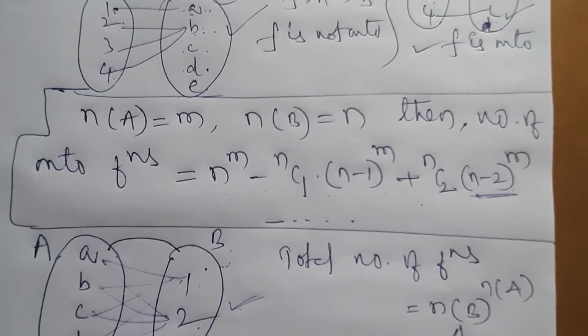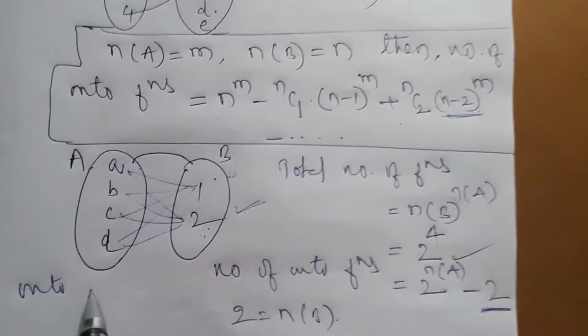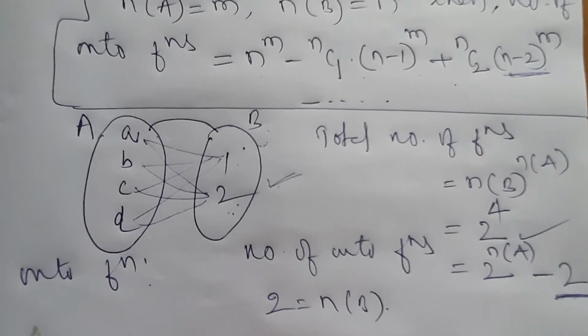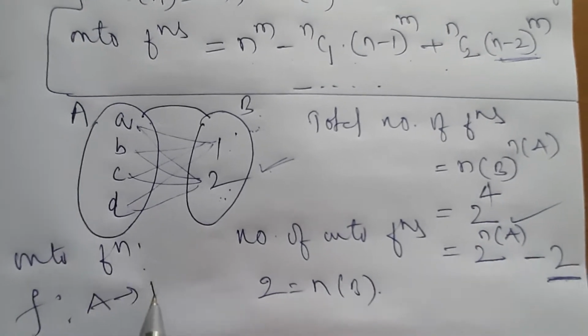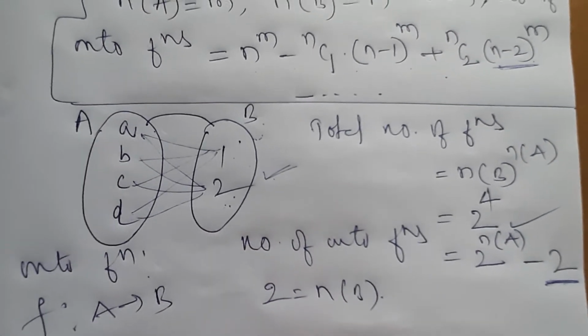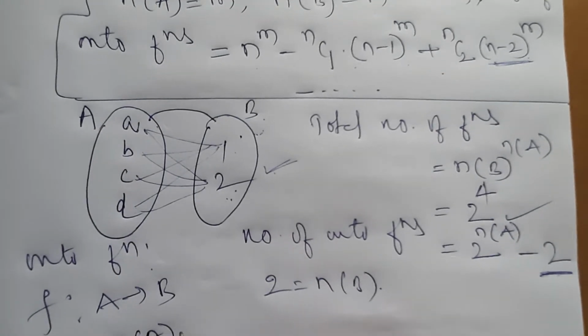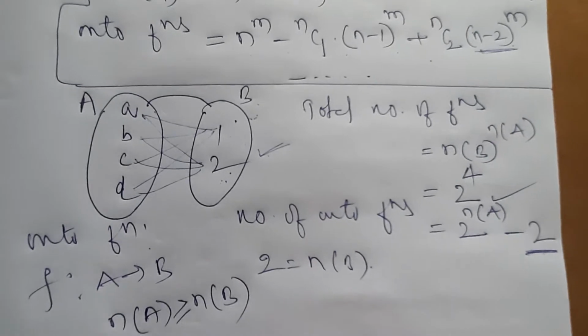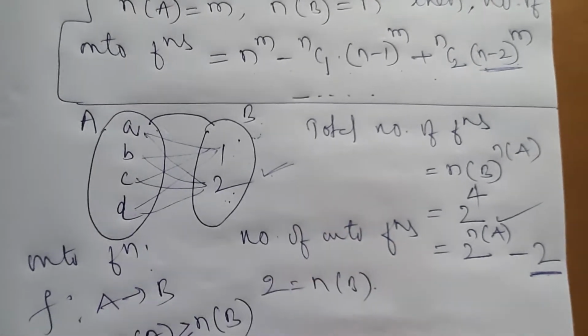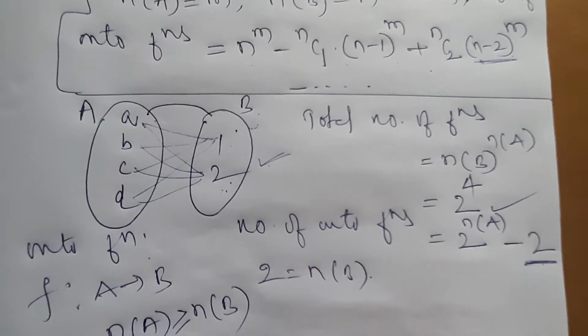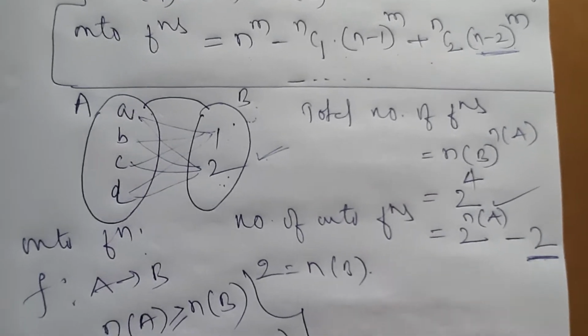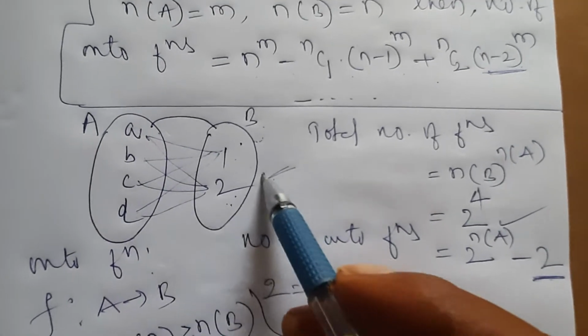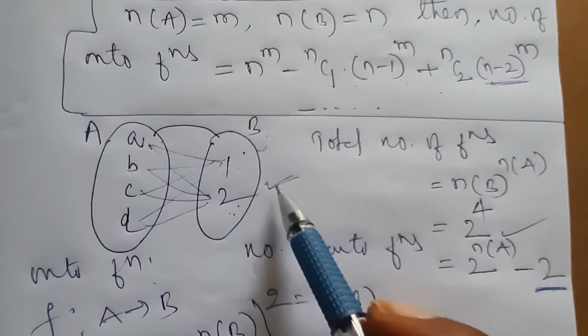In order for an onto function f from A to B to exist, compulsorily n(A) should be greater than or equal to n(B). Otherwise, n(B), the number of elements in the set B, should be less than or equal to n(A). This is also one more important point. Like this example, if you observe, you can get that idea.